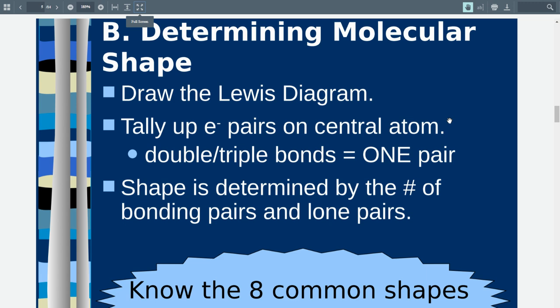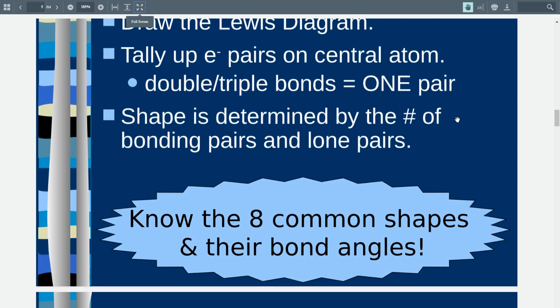Okay, there's going to be 8 common shapes. So you need to be familiar with your 8 common shapes. We have a quiz over this next Friday. Okay, so we're going to not only draw Lewis structures, we're going to redraw them into what their actual shapes look like. So what I want you guys to do is flip your paper over, and we're going to fill these in together. Okay, couple things though.